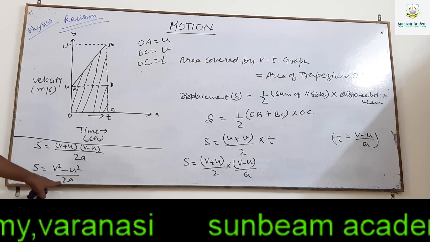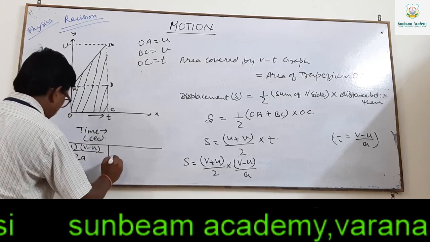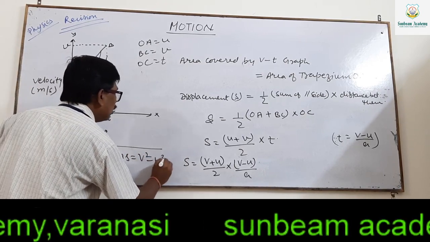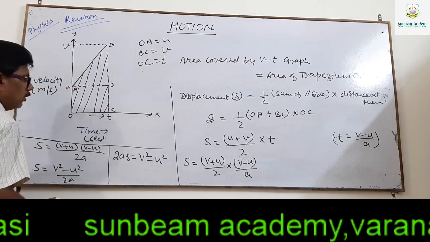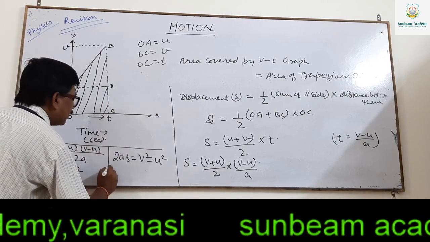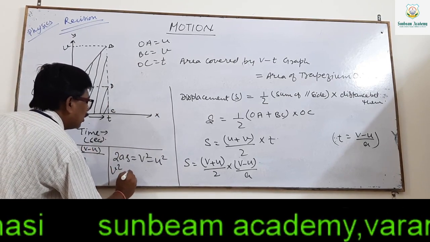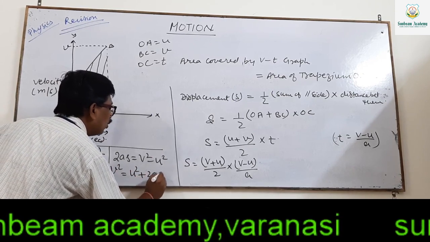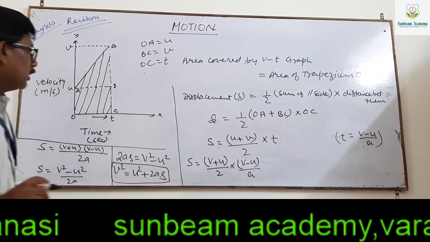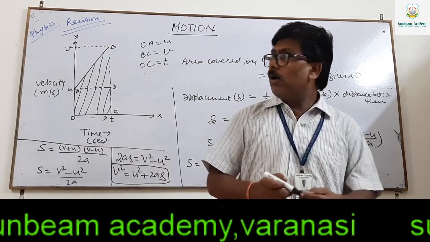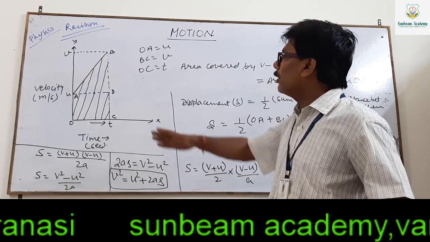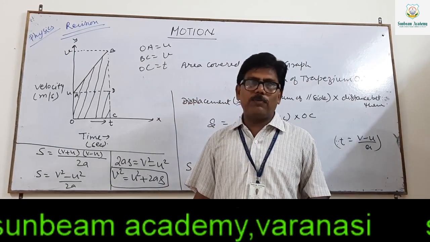Now you transpose this 2A to here. What you will get? 2AS is equal to V square minus U square. Now you transpose the minus U square to this side, you will get the final equation: V square is equal to U square plus 2AS. So this is your third equation of motion. So children, in this way you can derive all three equations with the help of graphical representation by plotting the velocity time graph.